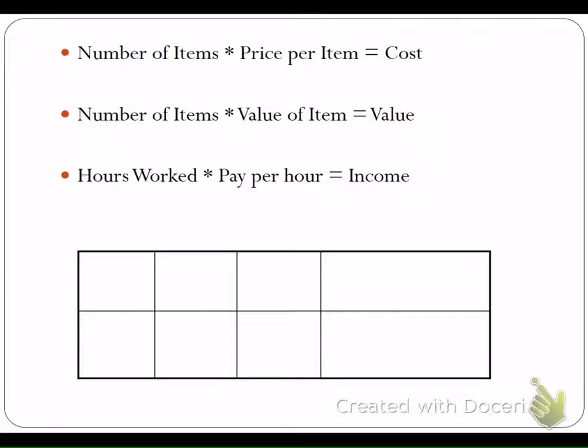So here are some formulas you'll need. If we're talking about the cost, it's the number of items times the cost per item gives you the total cost. If we're talking about the value of something, it's the number of the items times the value. That equals the overall value. If you're working, the number of hours worked times how much you're making per hour is your income. And we use charts like this to set them up.